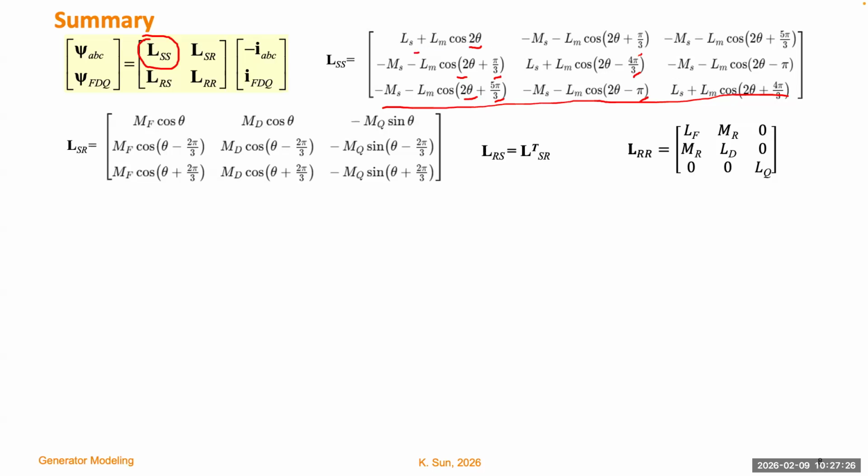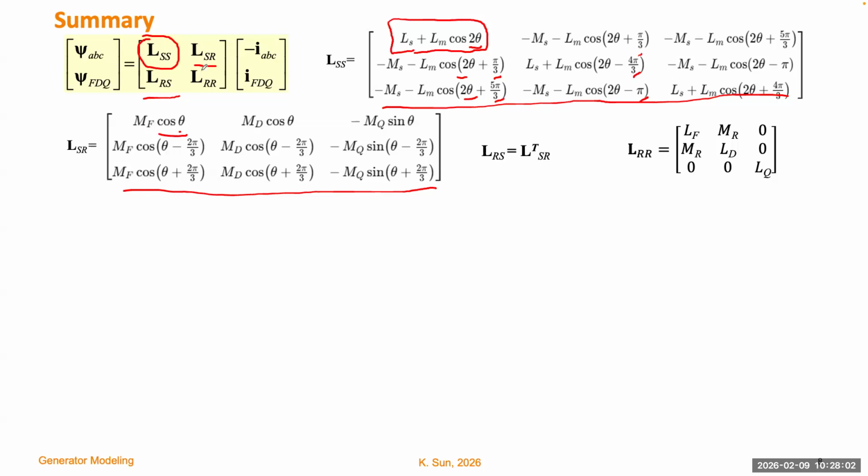So that's why only the self inductance of winding A doesn't have any phase, but the others have some phase change. For LSR, the mutual inductances between stator and rotor, every inductance in this element couples one winding from the stator and one winding from the rotor. So as we discussed, they are all first order harmonic. If we use a cosine function, you will see only theta without the 2.